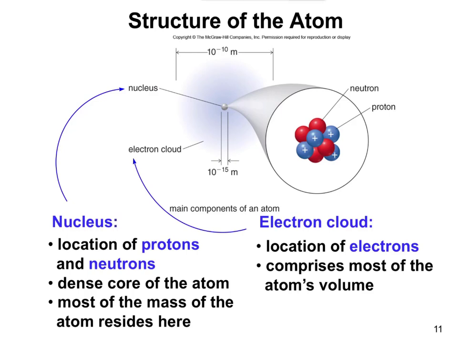If you look at the actual sizes, it says the nucleus is about 10 to the negative 15 meters, and the electron cloud is 10 to the negative 10 meters. So that means it's a 100,000 size difference. So the electrons are 100,000 times bigger in terms of the volume they occupy than the nucleus, which is where the protons and the neutrons are found.